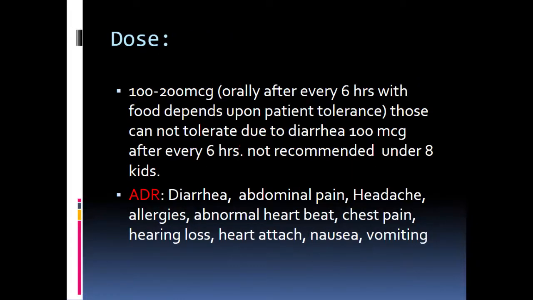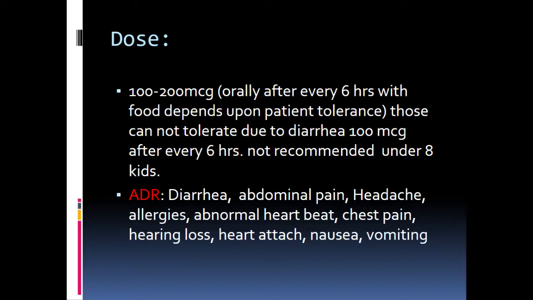As far as the dose is concerned, 100 to 200 micrograms orally after every 6 hours, given along with food. This medication is only recommended for those who can tolerate the diarrhea induced by it. Due to the diarrhea, 100 micrograms after every 6 hours is recommended. It is not recommended for children under the age of 8.